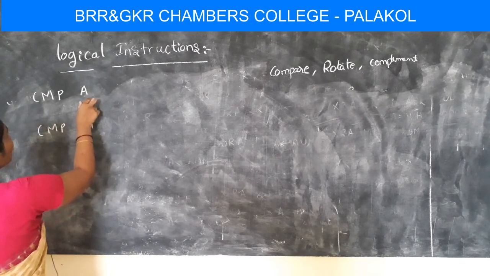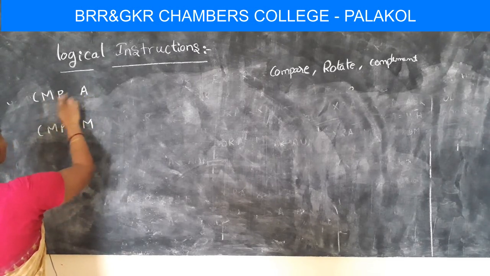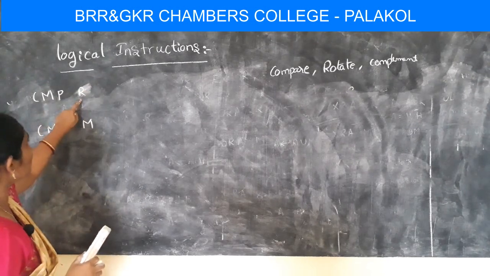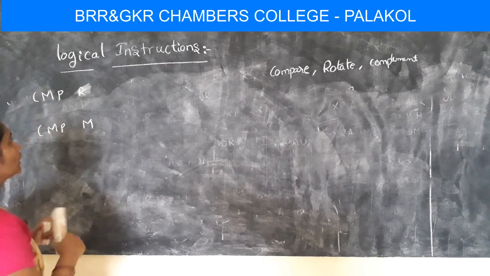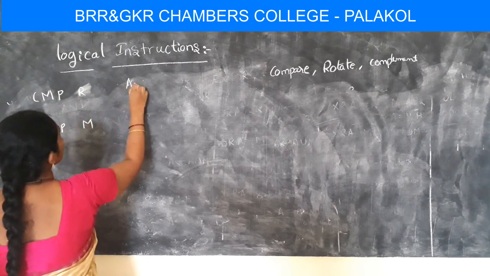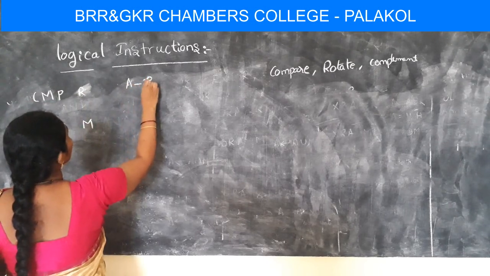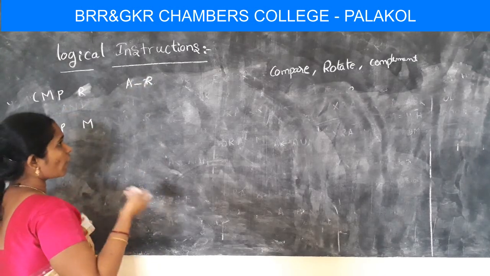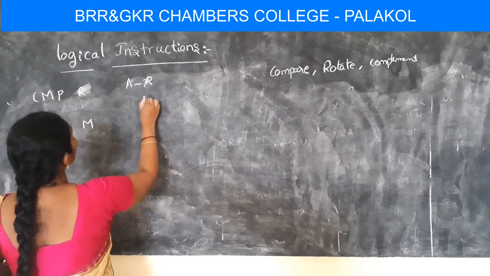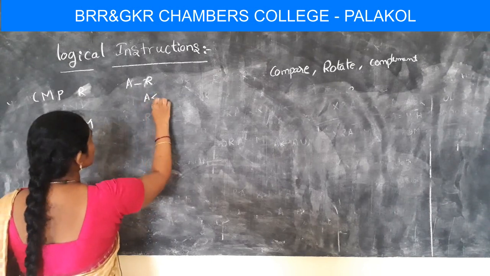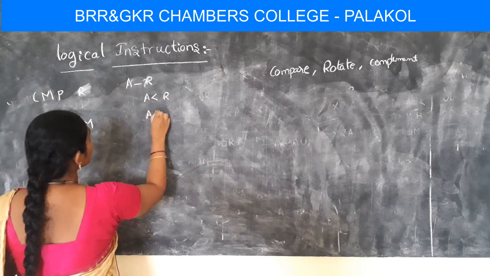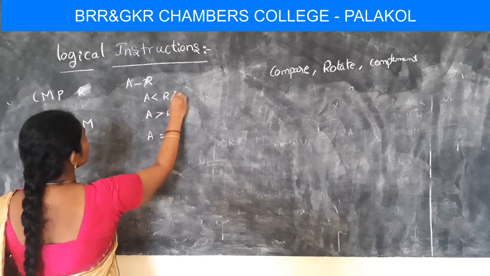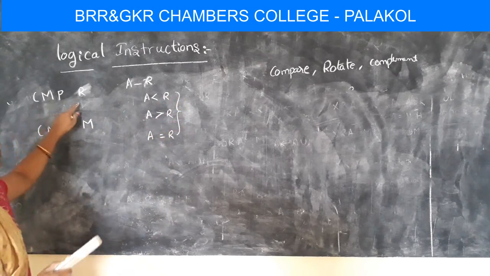That means it will compare. Here we will write compare R. That means it will compare this register with the accumulator. So the meaning of this instruction is A minus R. So what will it compare? It checks whether A is less than R, A is greater than R, or A is equal to R. In this way the comparison is performed.